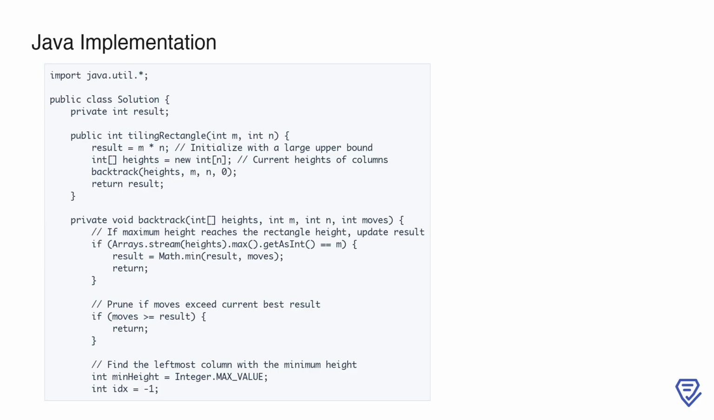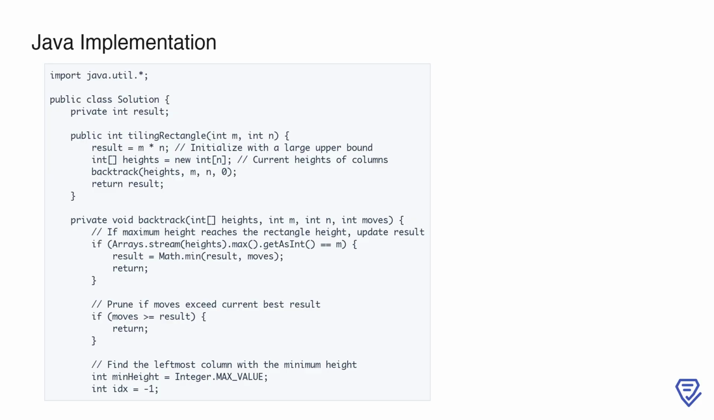Here, we begin implementing the solution in Java. First, we define a Solution class with a private variable result to store the minimum number of moves found. The main function, tilingRectangle, takes the dimensions of the rectangle, m and n, as input. We initialize result with the area of the rectangle, which represents the worst-case scenario where each square is of size 1 by 1. Then, we create a heights array to track the current heights of each column in the rectangle. This helps us determine where we can place the next square. To explore the possible placements, we call the helper function backtrack, passing in the heights array, dimensions of the rectangle, and a counter for the number of moves.